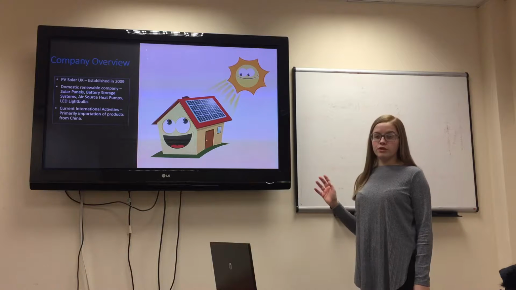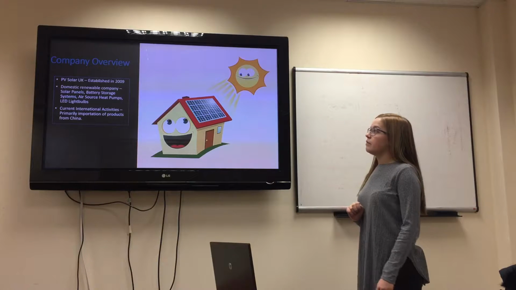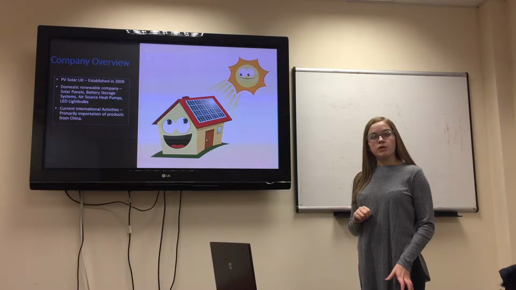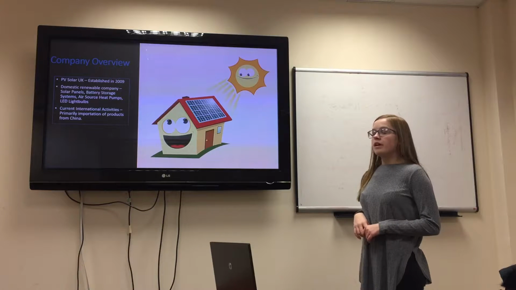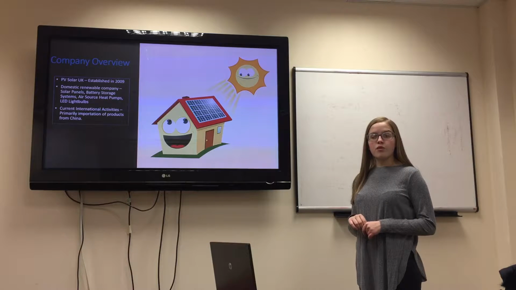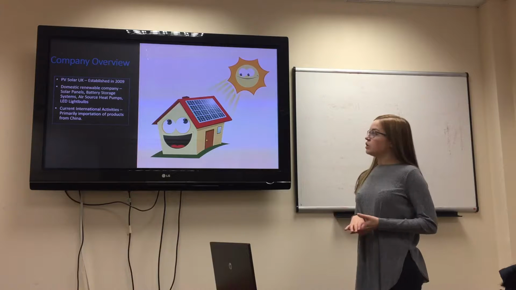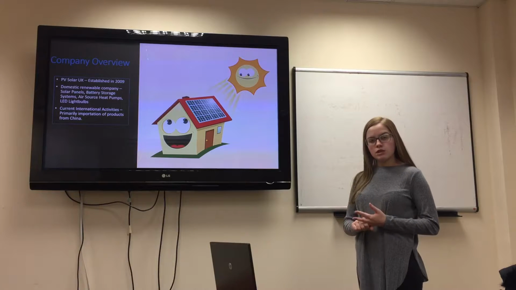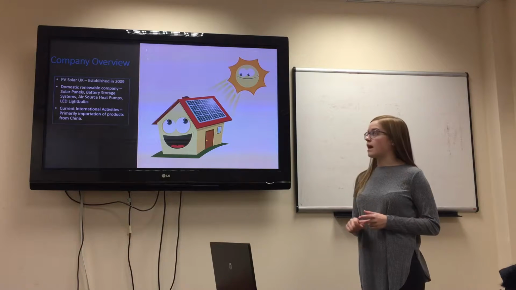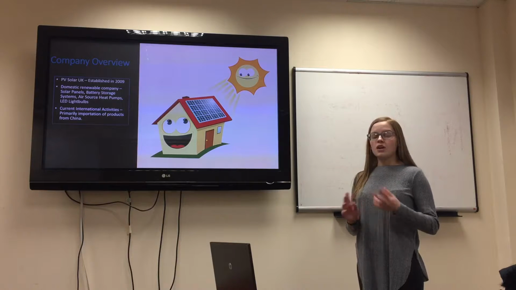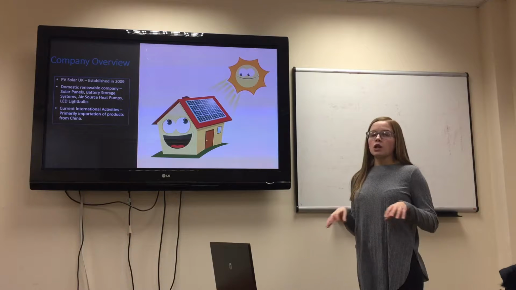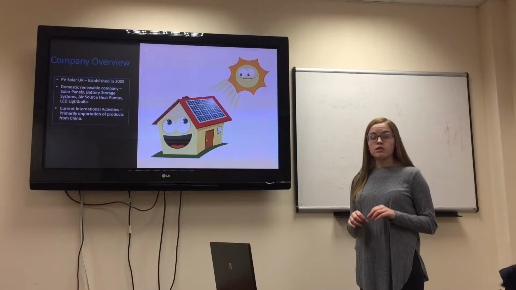PV Solar UK was established in 2009. It's an SME organisation based in Glasgow and they provide domestic renewable products for homes around the UK, such as solar panels, battery storage systems, air source heat pumps and LED light bulbs. Currently their international activities are limited to the importation of products from China.